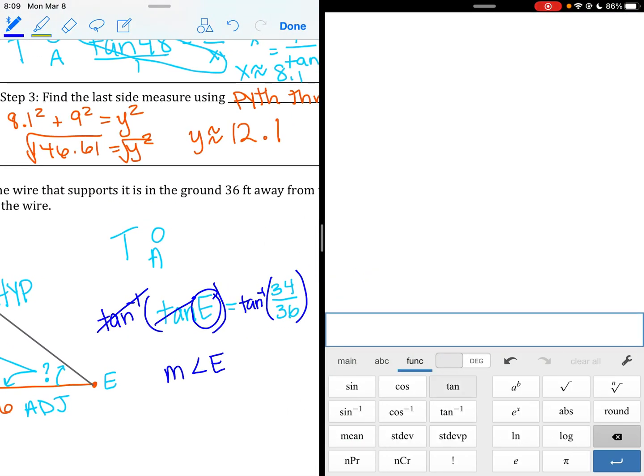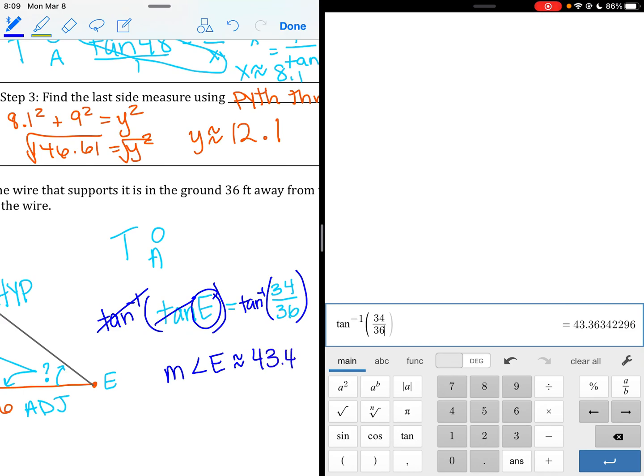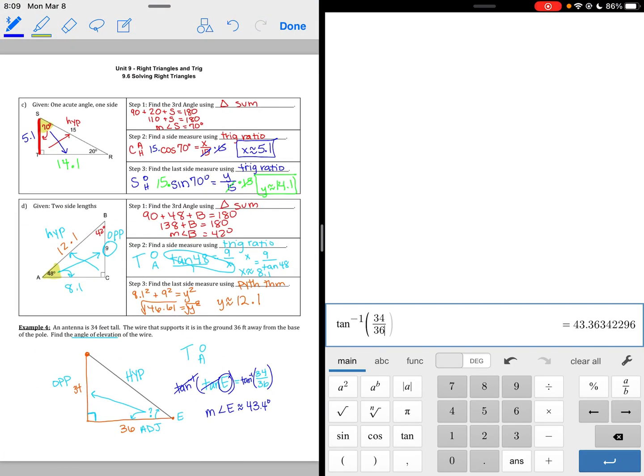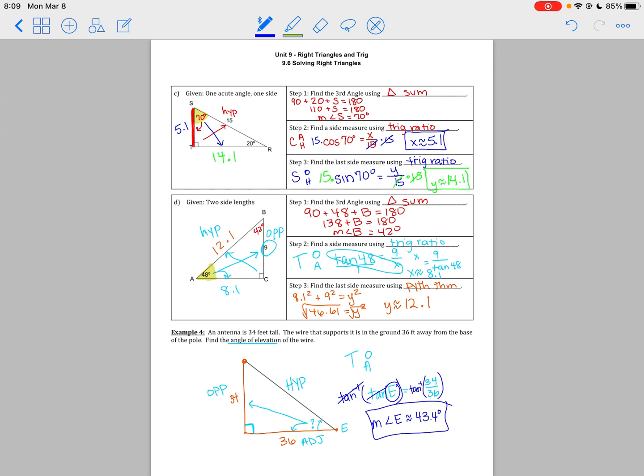So I'm going to use the inverse tangent function, not that one, the one with the -1, the inverse tangent function of 34 over 36. And so the measure of angle E will be about 43.4 degrees. So that's our angle of elevation here. That's the angle that it would have to be from the ground to the top of that antenna.